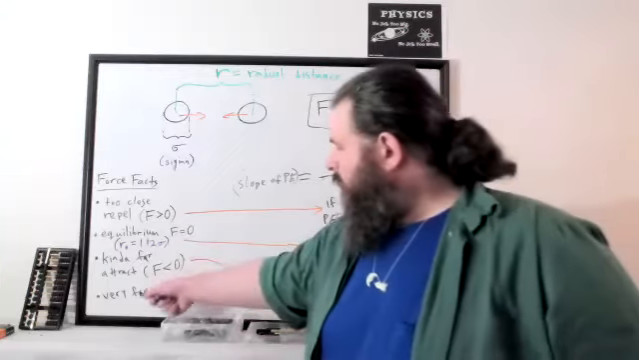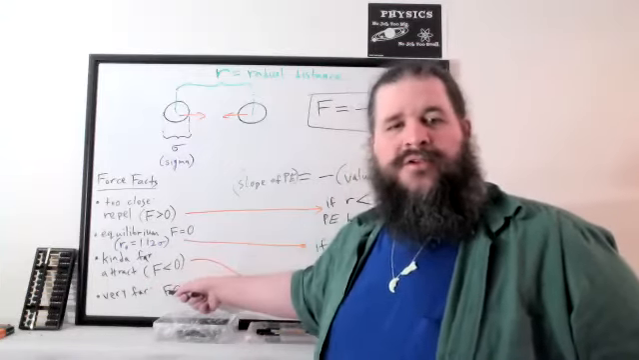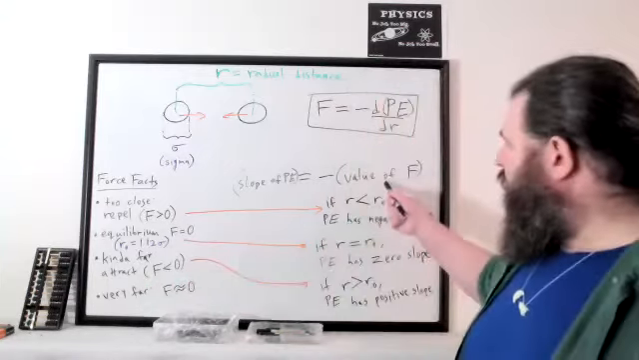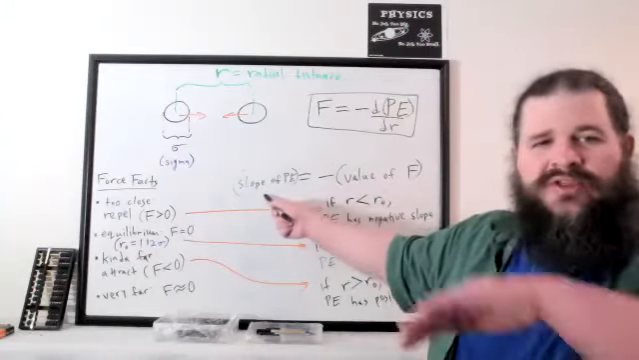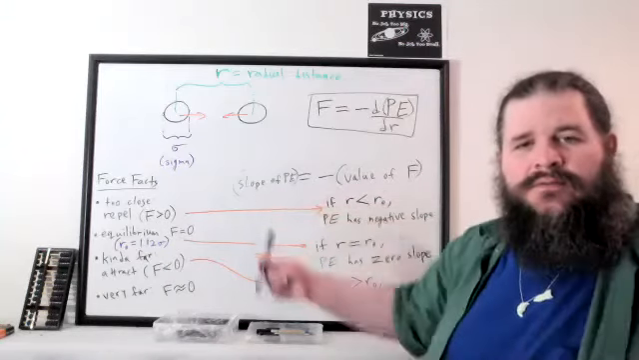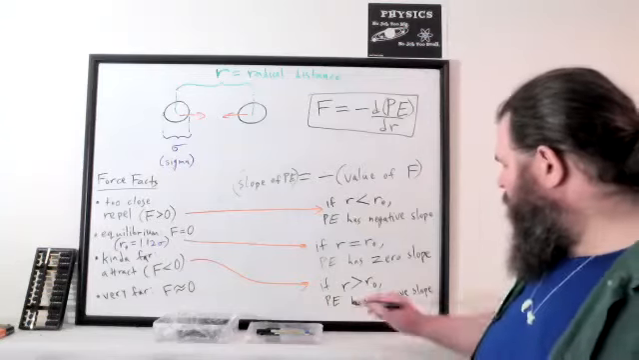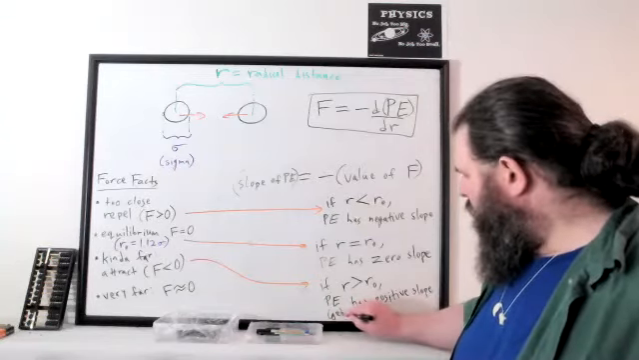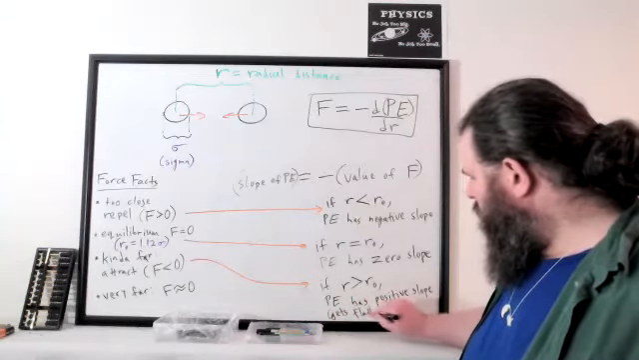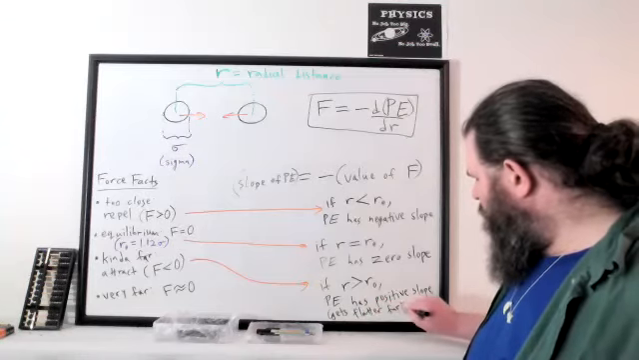Also, we know that as the particles get further and further apart, that force gets weaker. Force getting weaker and weaker means the slope is going to get flatter and flatter. We get a weaker and weaker slope. So it gets flatter further out.